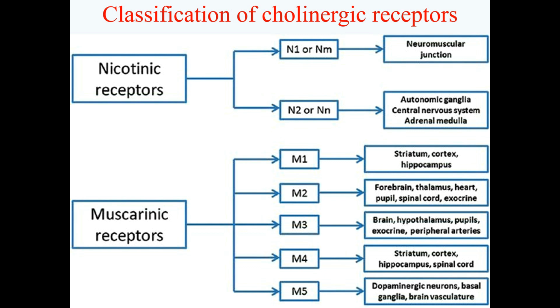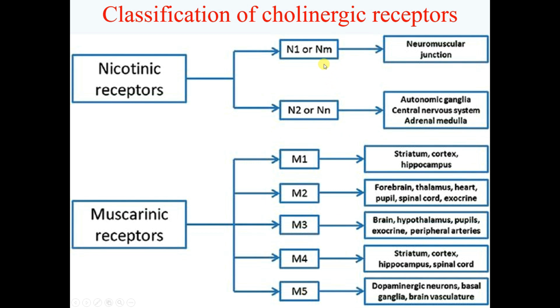Classification of cholinergic receptors. Cholinergic receptors are classified into 2 big groups: nicotinic receptors and muscarinic receptors. Nicotinic receptors are subdivided into N1 or NM and N2 or NN. Muscarinic receptors are subdivided into M1, M2, M3, M4, M5.